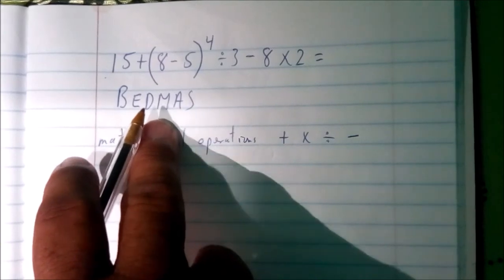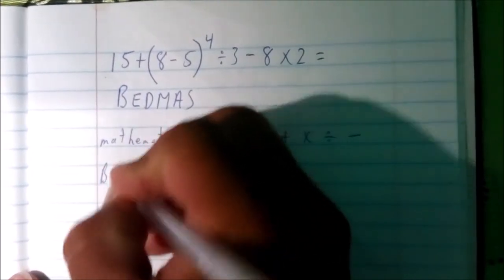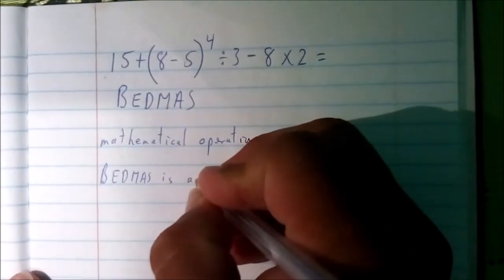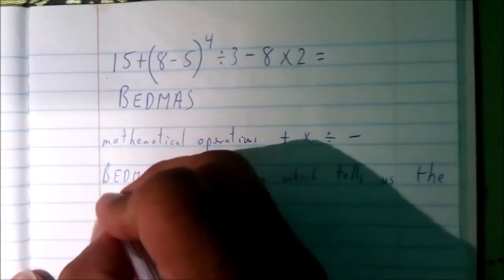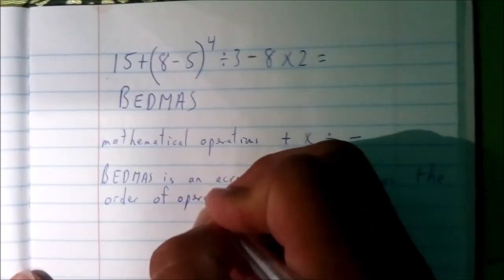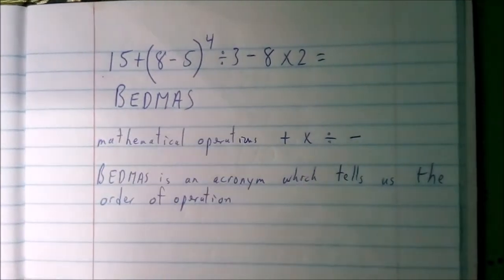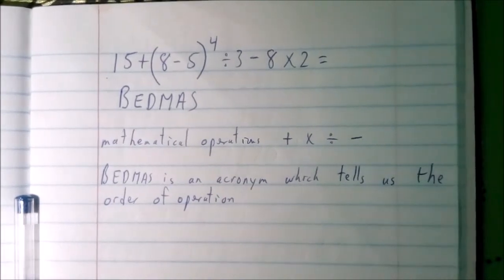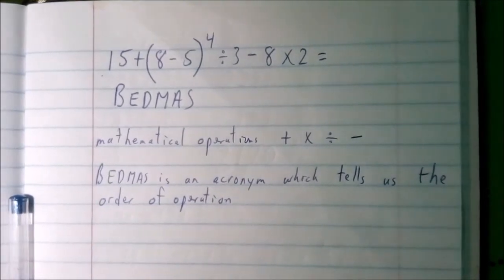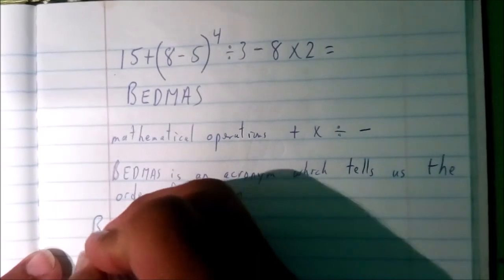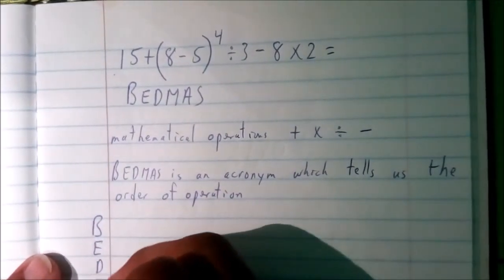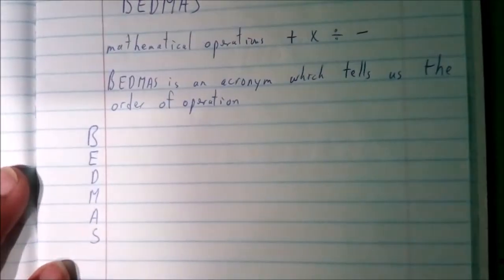What is BEDMAS first of all? Well, BEDMAS is an acronym which tells us the order of operation, or in other words, it's telling us how we will be solving this problem here. Okay, so let's proceed to the next part. Now, what are we going to do first of all? Well, let's expand. What does BEDMAS mean? Let's go back to BEDMAS. Let's see what all this means.